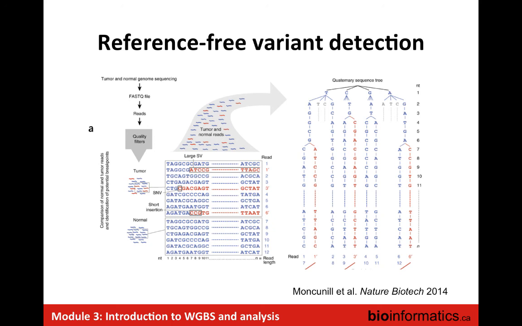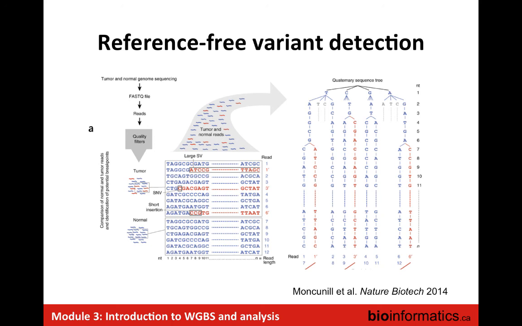So you can have reads that are tumor reads, and reads from your normal sample. Without doing this alignment step, you compare not the k-mers, but something similar to that. You organize all the reads into these sequence trees, and then you look for bunches of reads that are different in the two samples. Again, this is not really what we're going to cover, but I just wanted to give you some idea that there are alternative ways of dealing with this.